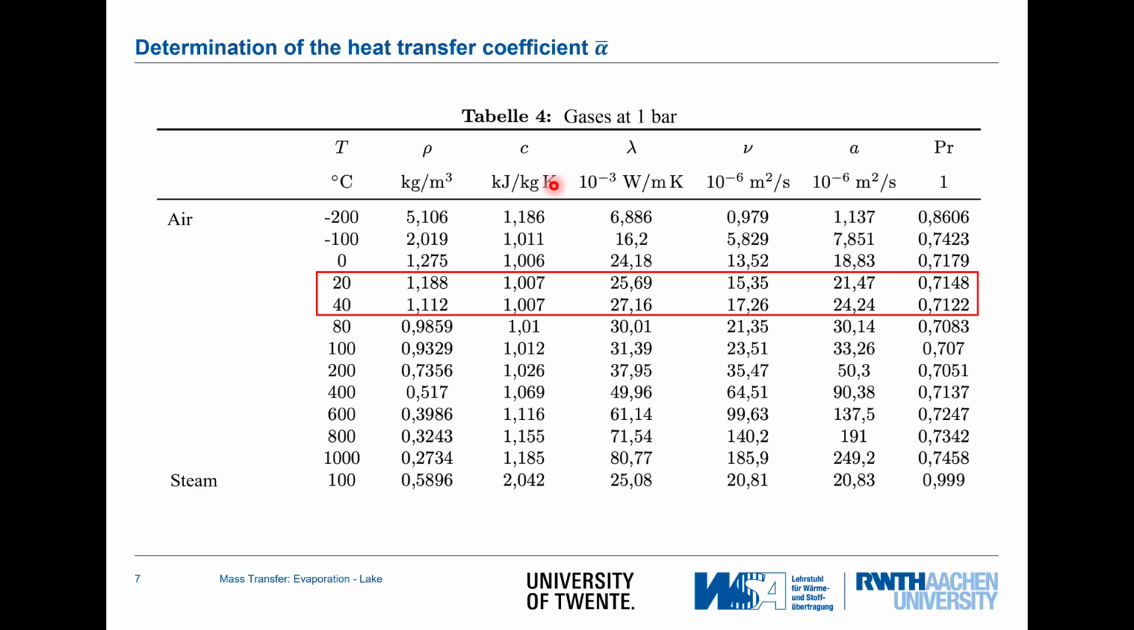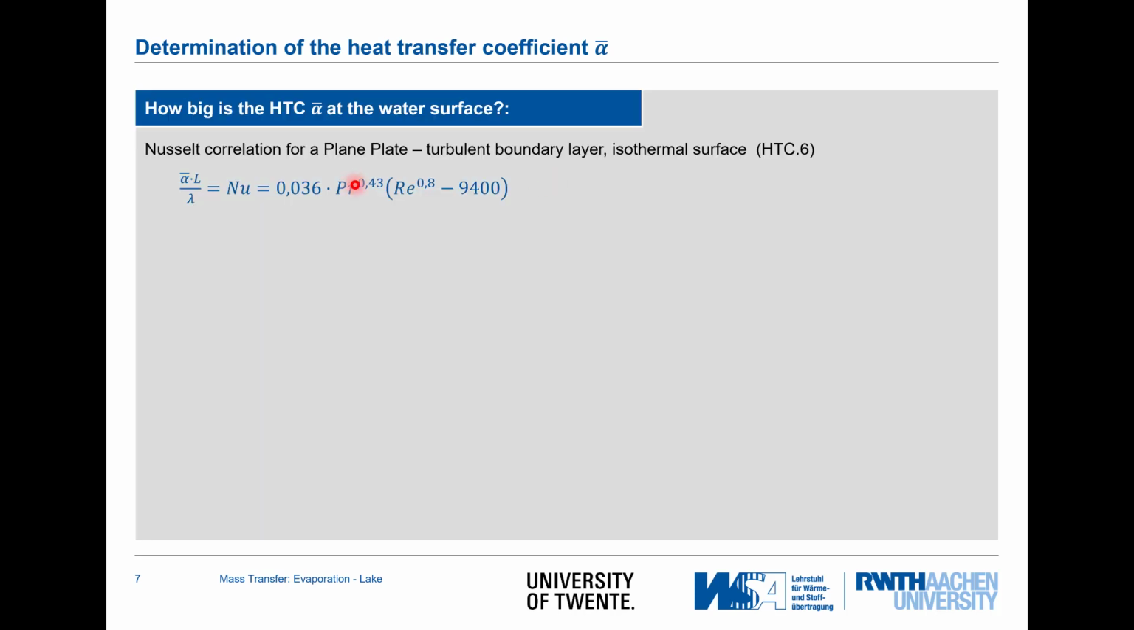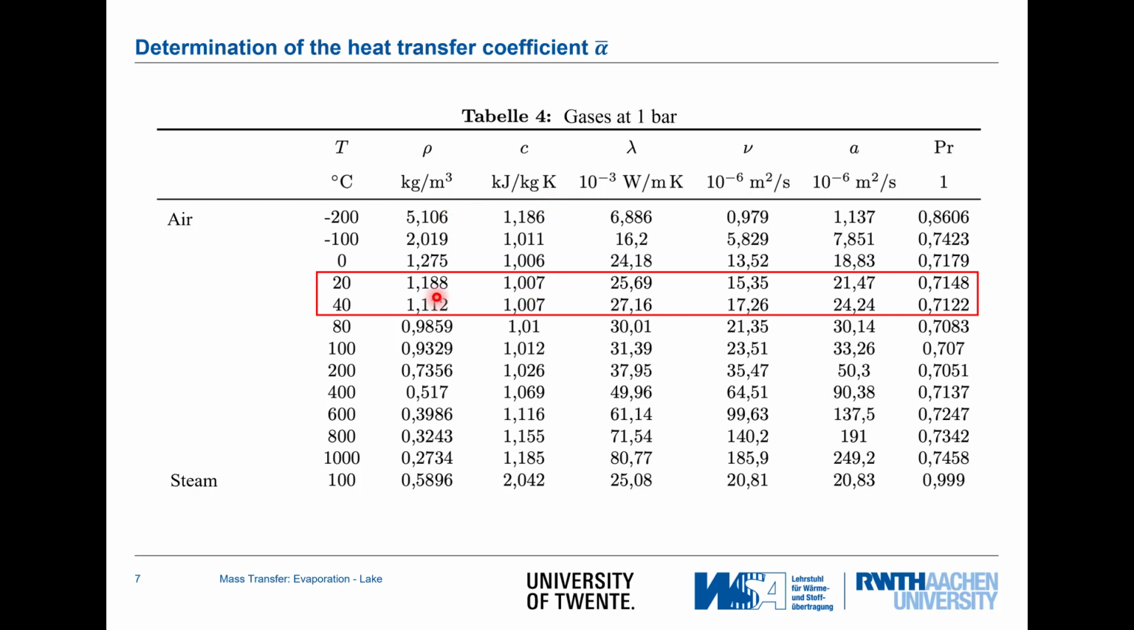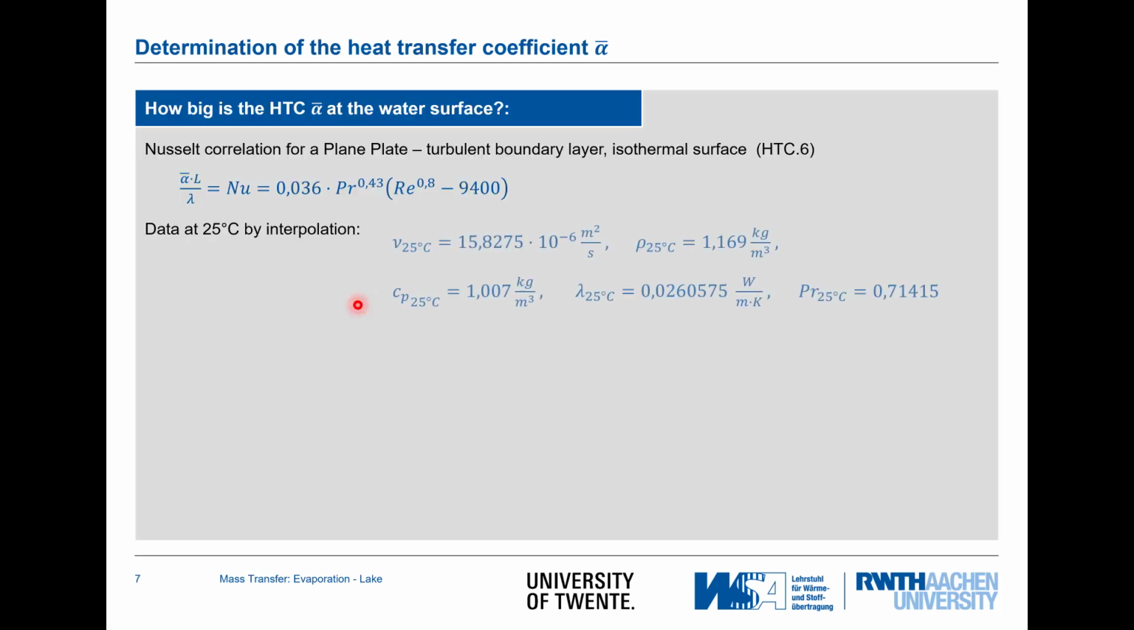The values that we have to take into account for calculating these are tabulated in the lecture manuscript. However, our temperature is not called out here, so it's 25. This means we have to take the values of 20 and 40 and do an interpolation. Well, this leads then to values for the viscosity, density, specific heat capacity, thermal conductivity, and finally then the Prandtl number can be calculated from those at 25 degrees centigrade.